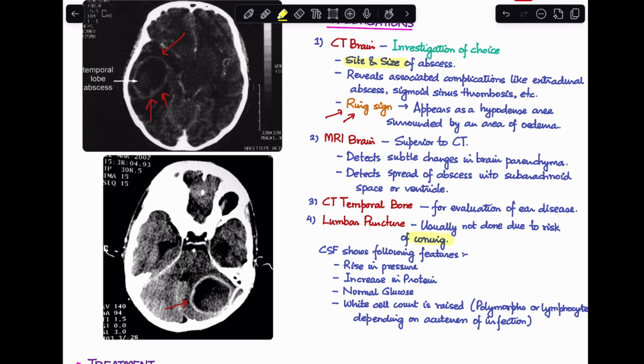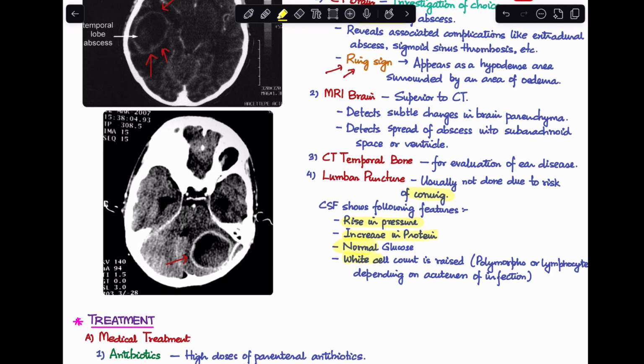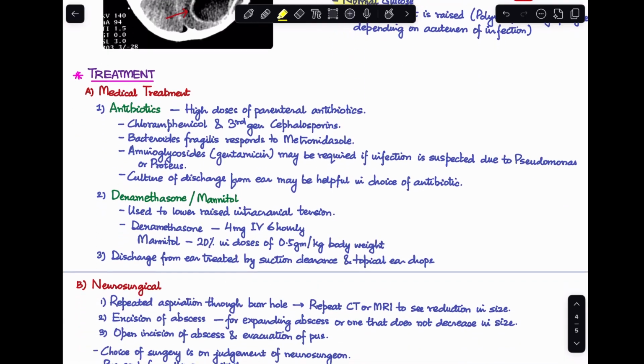But if you had to examine the CSF, it will show a rise in pressure, increase in protein, a normal glucose level, and the white cell count will be raised. And depending on whether the infection is acute or chronic, there will be either an increase in polymorphonuclear leukocytes or lymphocytes. So these are the CSF examination features that you will be seeing. Now let's talk about how we will treat the disease.